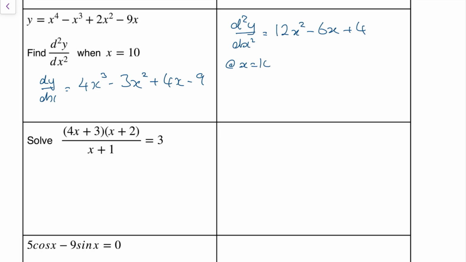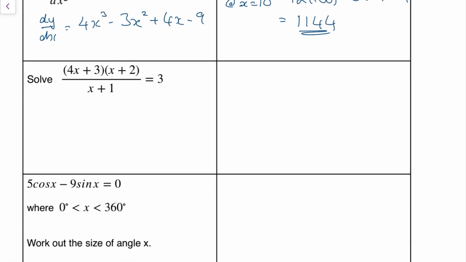So when x equals 10, that's 12 times 100, minus 6 times 10 plus 4. I can probably do it in my head, but I'm not going to risk it. So that's going to be 1200 minus 60 plus 4, which is 1144. It's a big number, but it doesn't matter because it's just checking you can do the maths. And that's it. Next question.